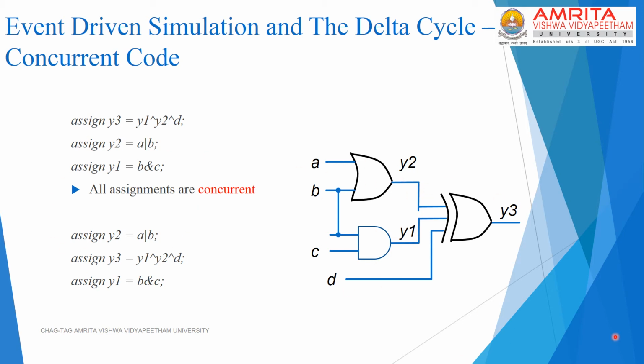So that's why we call these statements concurrent statements. So eventually, when the circuit is simulated or synthesized, the same circuit will be inferred irrespective of the order in which the statements are represented. Now, the property of concurrency is achieved by means of a very powerful computational technique which is implemented using what is called the delta cycle.